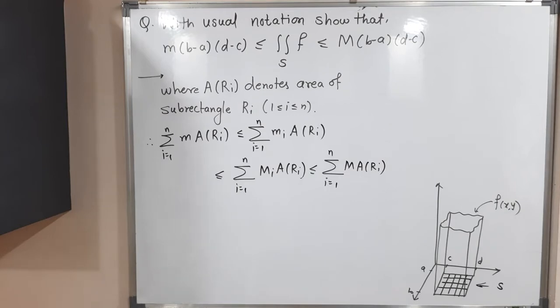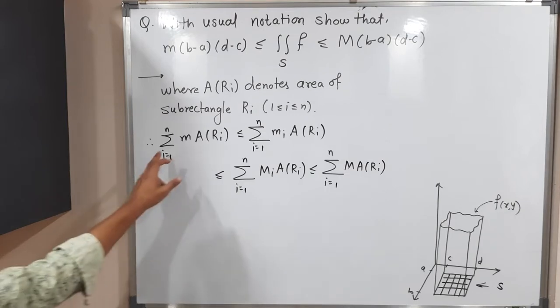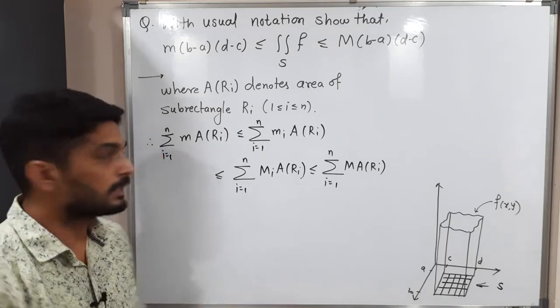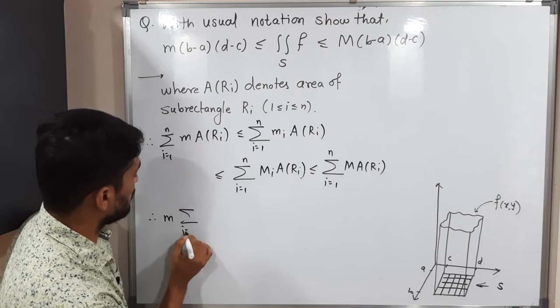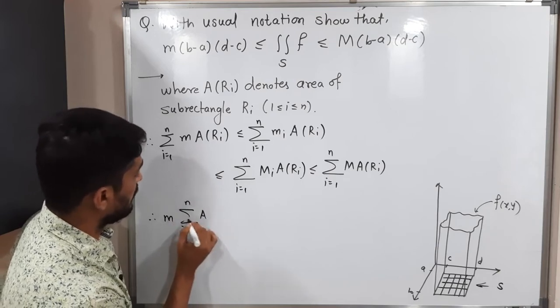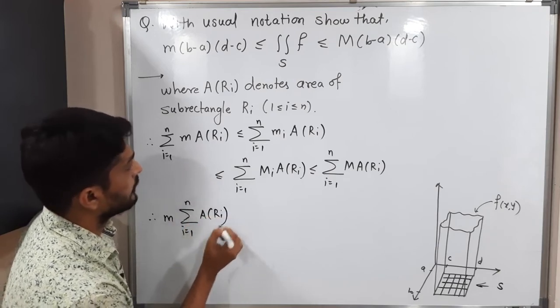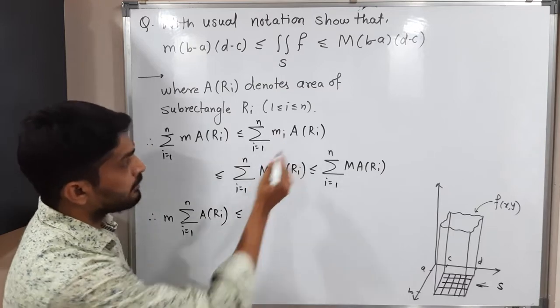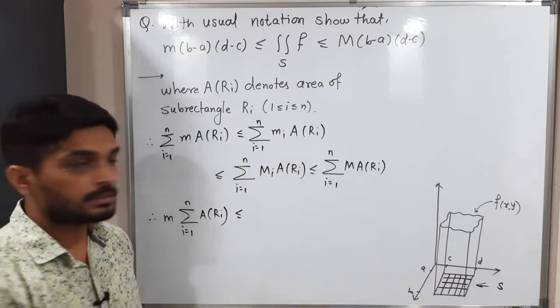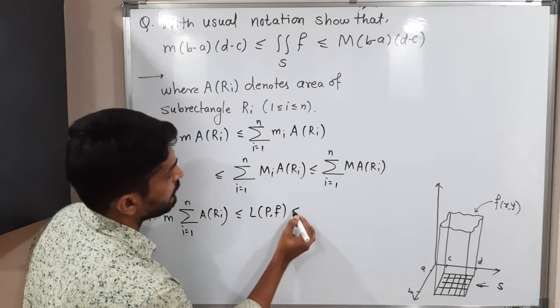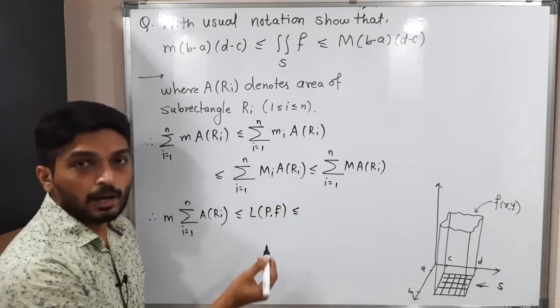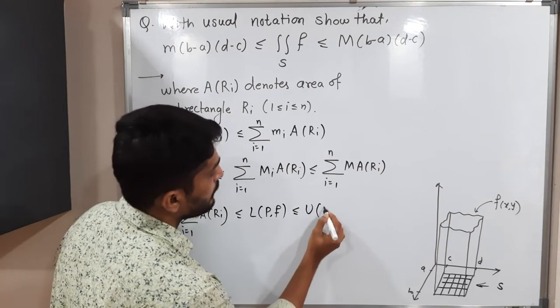See, small m is independent of that summation, since the summation is over i, so m will come outside. So therefore m will come outside: summation i running from 1 to n, area of R_i, less than or equal to, see, you are familiar with that, this is nothing but the lower sum. So this is L(P,f) with partition P and function f, less than or equal to, see, this is the upper sum, so you can call it as U(P,f), right?